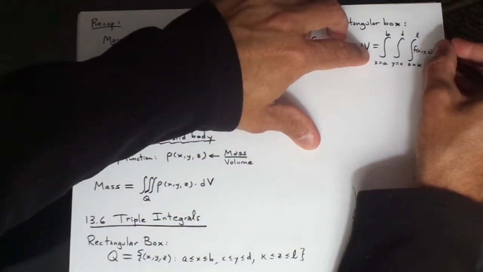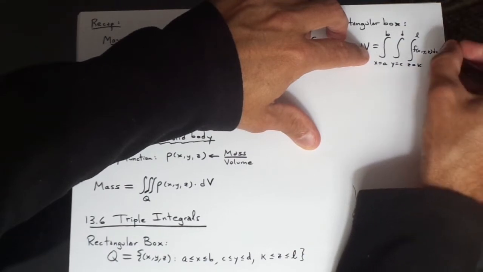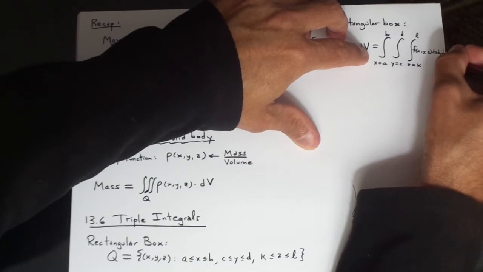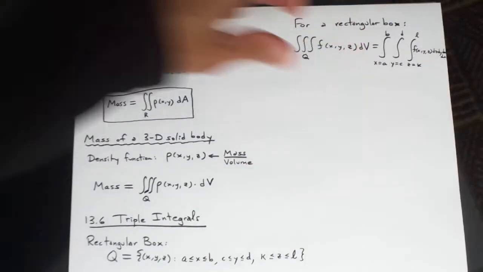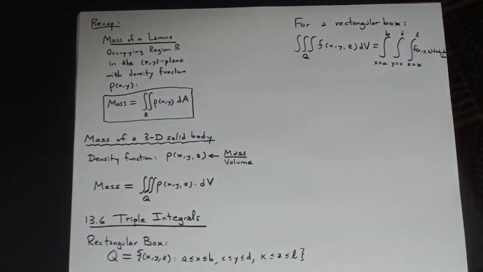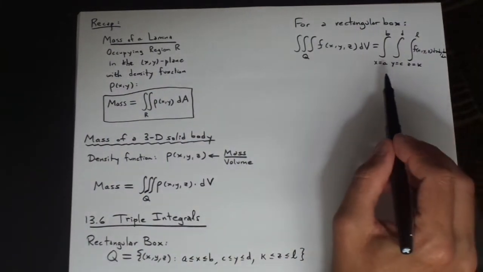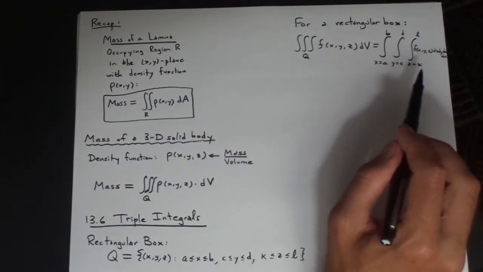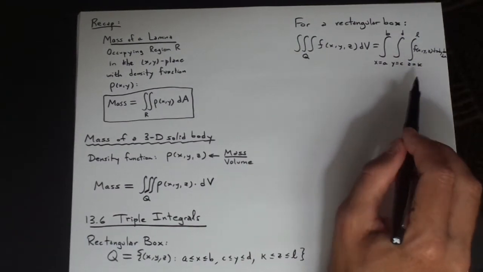The z is the inside integral, so I'm going to put dz on the inside, and then dy, and then dx. And I'm running out of room over here on the side, but that's dx. So this is dz, dy, dx. Okay, that's if you put x on the outside, y in the middle, and z on the inside.